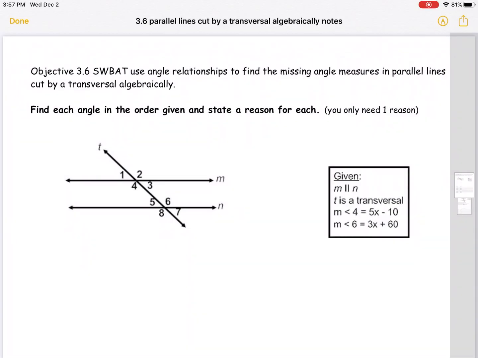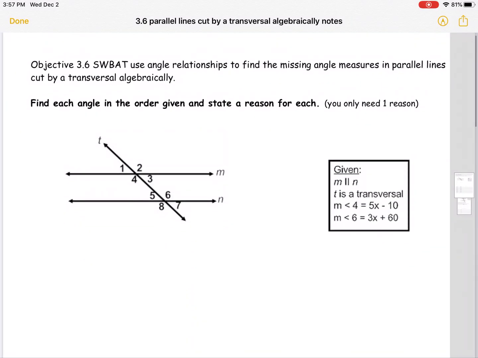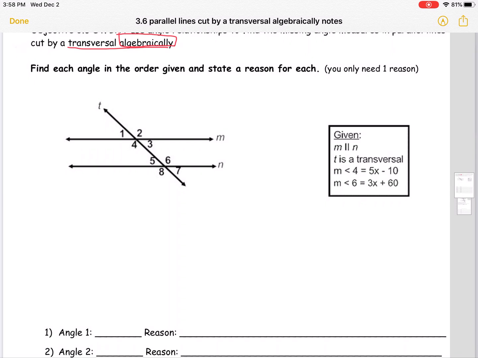Alrighty, hi everybody. Today we're going to talk about objective 3.6, which is about using angle relationships to find the missing angles in parallel lines cut by a transversal algebraically. So we've been dealing with parallel lines cut by a transversal in 3.5. Now we're going to be doing the same thing, but with algebraic expressions, okay? So let's take a look at two examples.